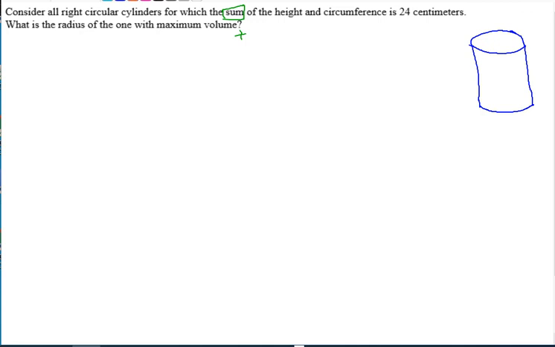So what that's saying is, again, since it's a cylinder, we'll just use the radius and the height to label it. It says the sum of the height, so height plus the circumference, has to equal 24. And then it says, what is the radius of the one? So we're looking for just the radius here with the maximum volume. So that's our objective here, to find the maximum volume. So volume is going to be our main equation.